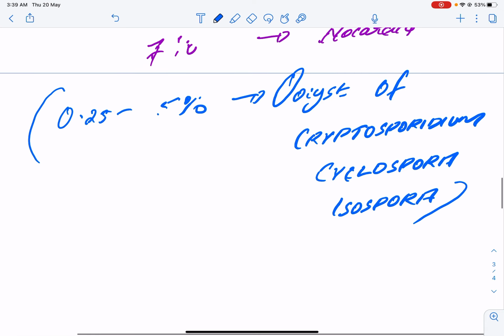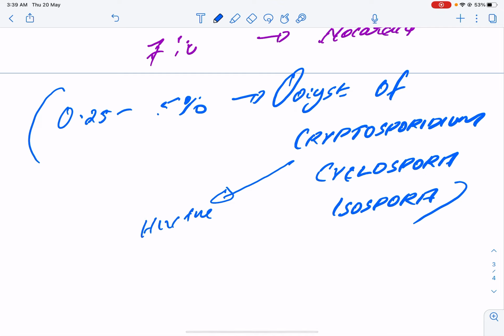So all these, remember, these organisms are positive in which patient? HIV. You can see this infection in HIV patients. They are 0.25 to 5% what? Which positive? Acid fast positive. That's the main thing you have to know.